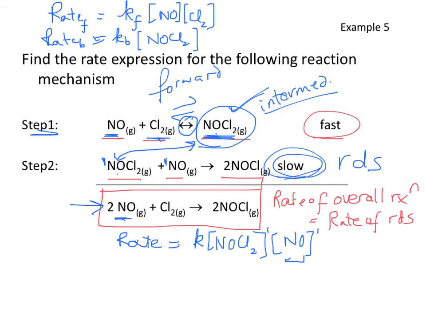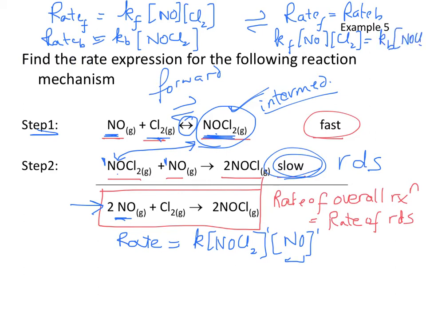It's a principle, and you will learn more about it in chapter 14, that whenever dynamic equilibrium exists, the rate of the forward reaction and the rate of the backward reaction become equal. What that means is that kf times [NO] times [Cl2] is going to be equal to kb times [NOCl2].